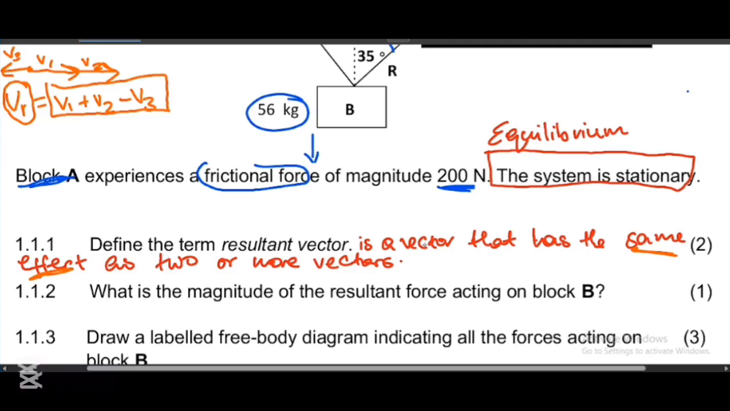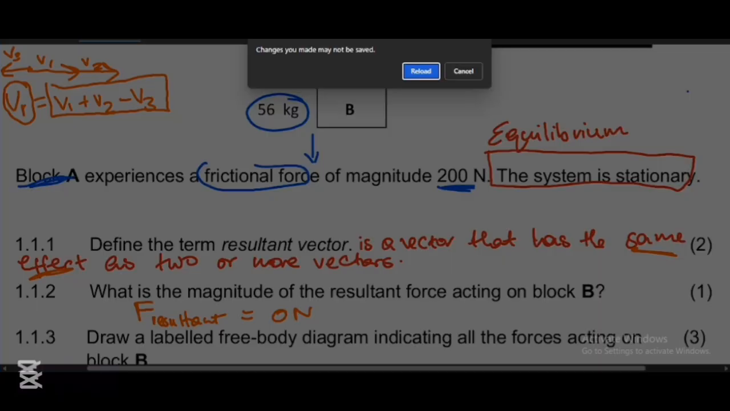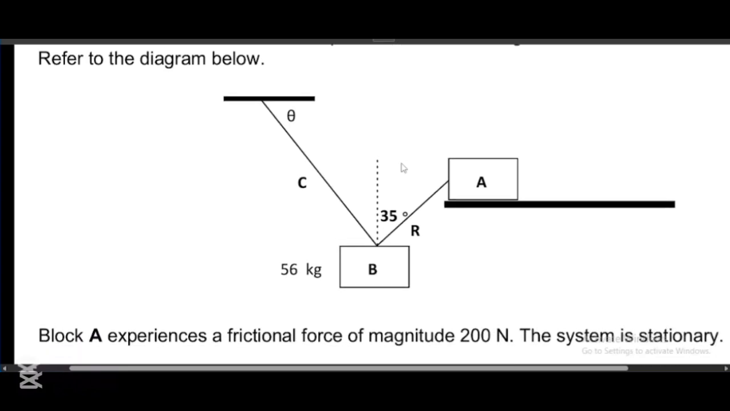Now they're asking, what is the magnitude of the resultant force acting on block B? We were already told that the system is stationary. Therefore, the resultant force, F resultant, equals 0 newtons. Hence, for the entire system, acceleration is 0, velocity is 0, right? The next question says we have to draw a labeled free body diagram indicating all forces acting on block B. So let's draw a free body diagram of all forces acting on block B.